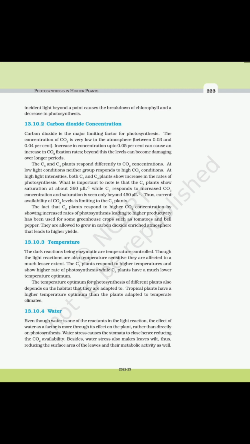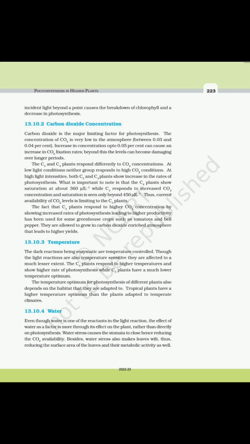The fact that C3 plants respond to higher CO2 concentration by showing increased rates of photosynthesis leading to higher productivity has been used for some greenhouse crops such as tomatoes and bell pepper. They are allowed to grow in carbon dioxide enriched atmosphere. That leads to higher yields.